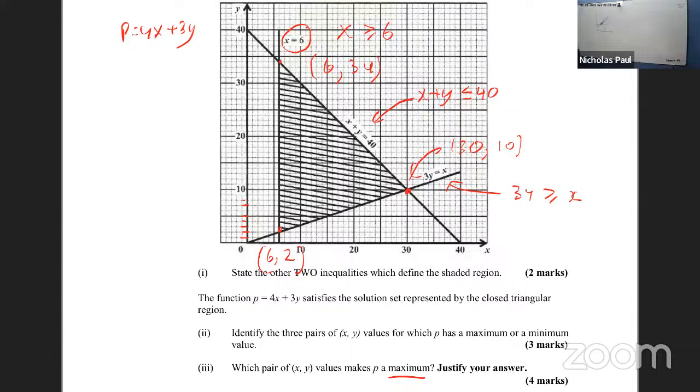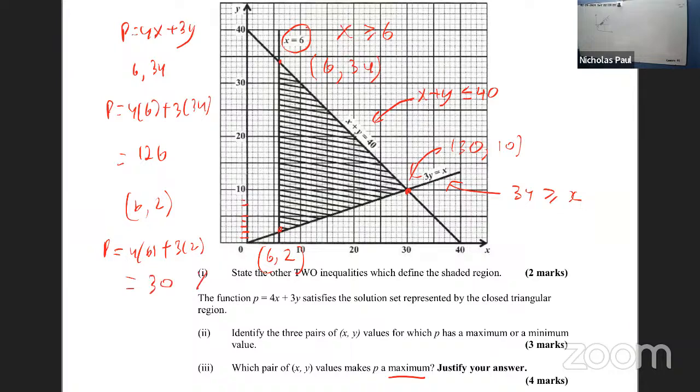All right, so let's see. When it's 6, 34, that'll be 4 by 6 plus 3 by 34. How much is that? 126. All right, so far 126 is in the lead. 6, 2: 4 by 6 plus 3 by 2, that's 30. 6, 2 just loses.